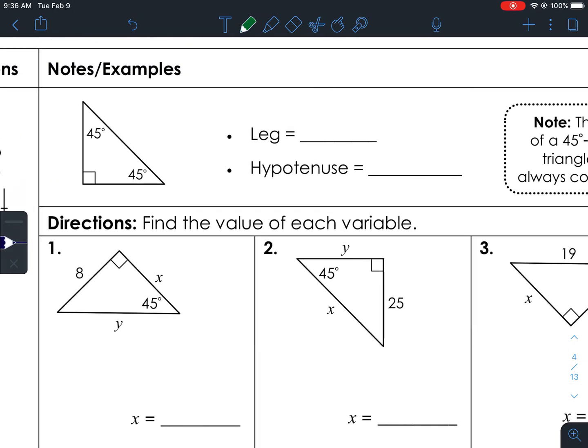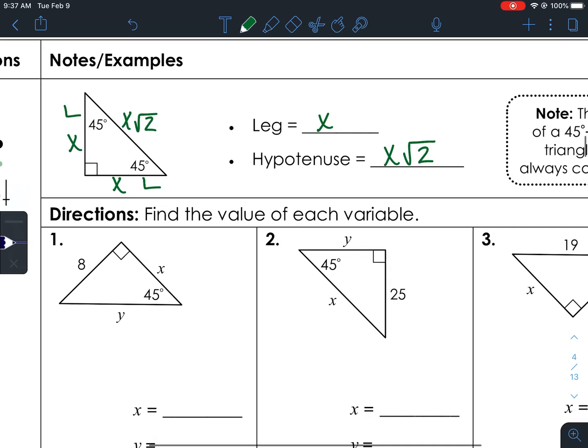With our 45, 45, 90, we know that this would be an isosceles triangle because our two angles are the same. And remember when we're talking about isosceles triangles, our legs, we called these our legs, were also the same. So I'm going to mark each of these with an x. Now when we have an isosceles triangle that is a right triangle, the hypotenuse, or the base is what we used to call it, is going to be x square root 2. So our legs are x. And our hypotenuse is x square root 2.